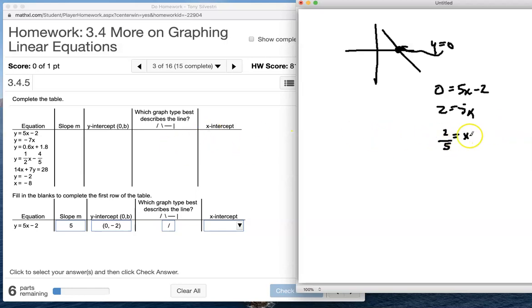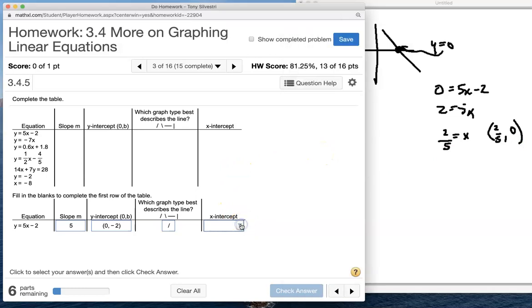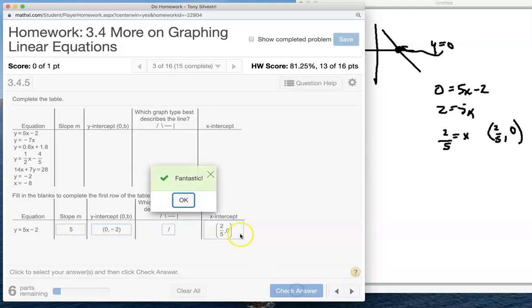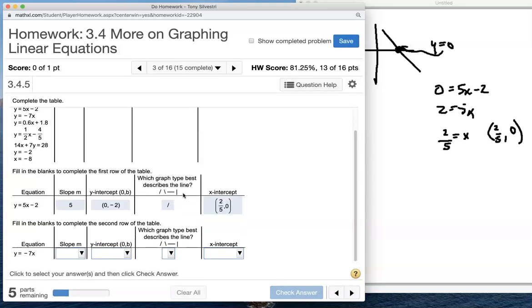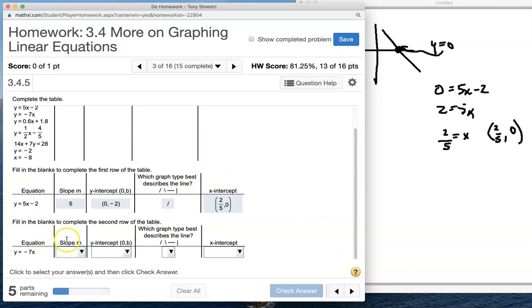But it's 2/5. An intercept is a point. It's implied that y is 0. That's what you have to put down. Find something. I hope it's right. 2/5. I think that's the answer. Check your answer. Nice. Got it right. Yay. Okay.